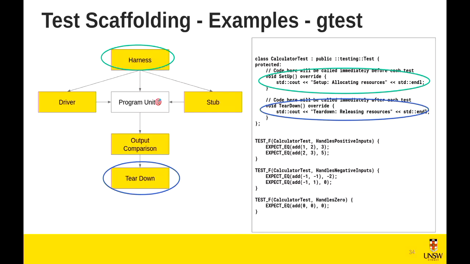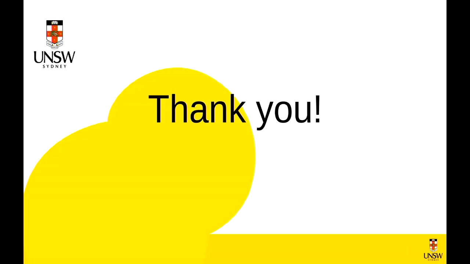That's the spirit here. So you can also find that these expect equal macros correspond to the output comparison. Those are some macros which are used for assertions. So you can always find these structures in whatever code you are writing. So that's all about test scaffolding.